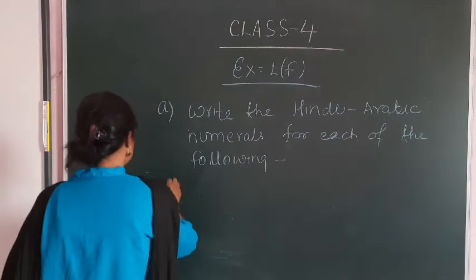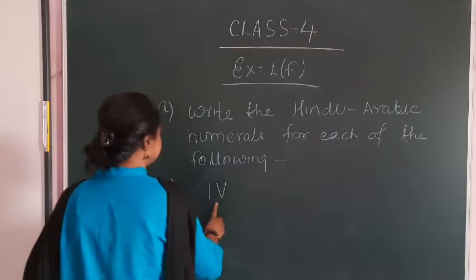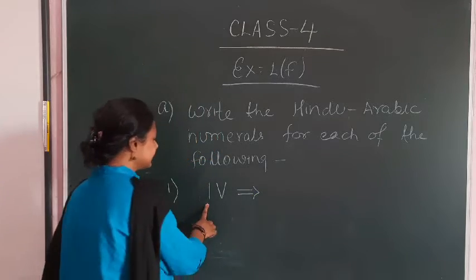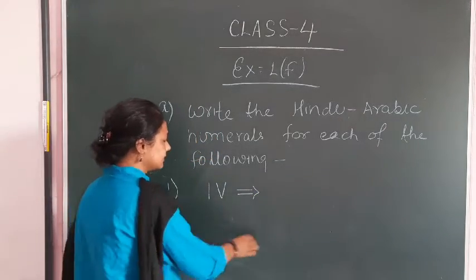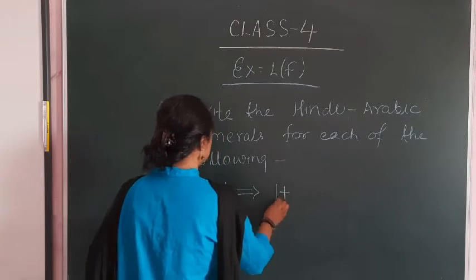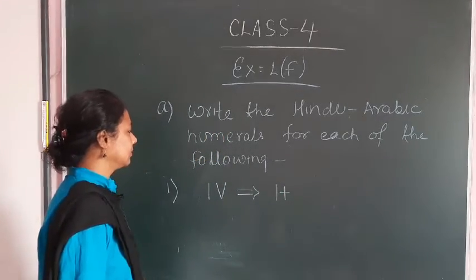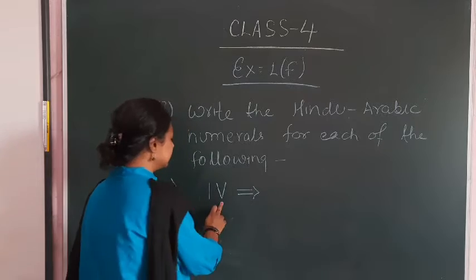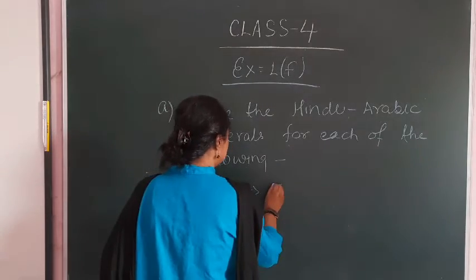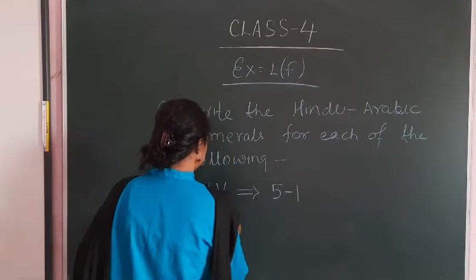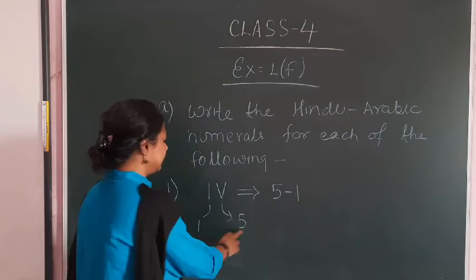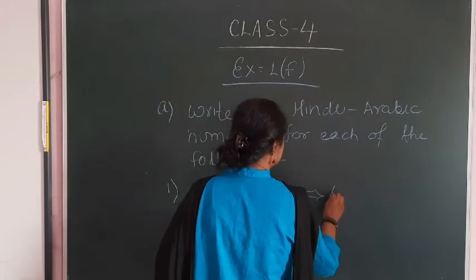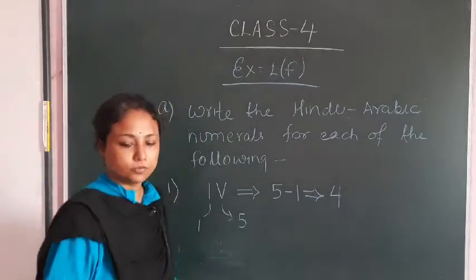So the first question is V. What is this? This is 1, like a standing line, plus this is 5. But the smaller is in front of the bigger one, so we write 5 minus 1. This is 5 and this is 1 in Hindu Arabic numerals. So the number in Roman numerals is 4.